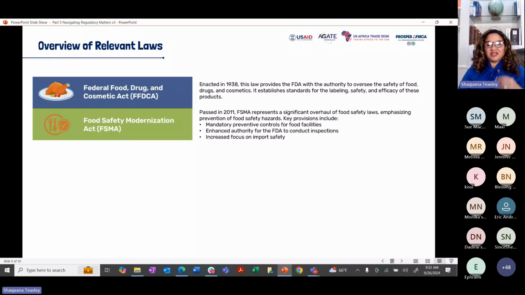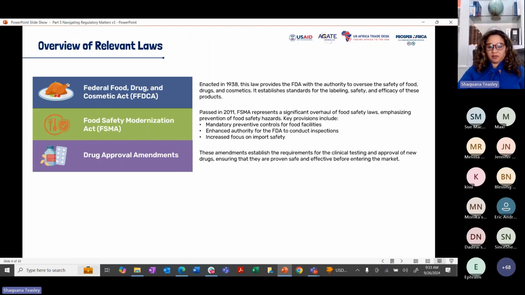It represents a significant overhaul of food and safety laws. Why did we have to have an overhaul of food and safety laws? For safety. We want prevention of food safety hazards. We want to make sure that what we consume is safe. So these provisions include mandatory preventive controls for food facilities, enhanced authority of FDA to conduct inspections, and increased focus on import safety.